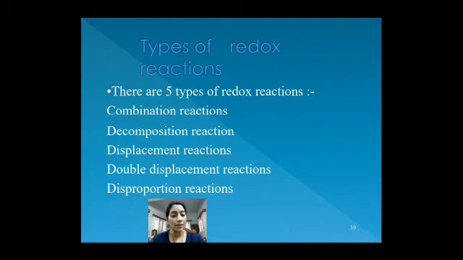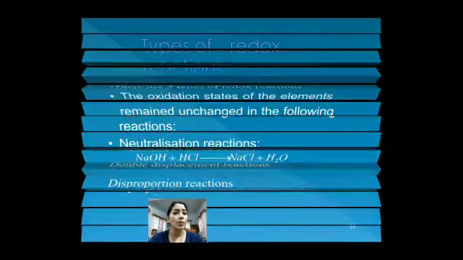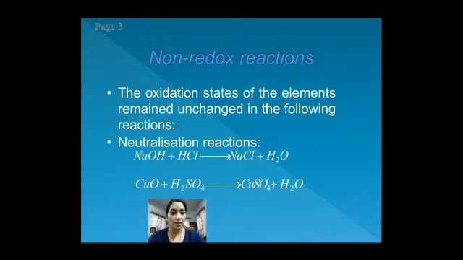Fourth is a double displacement reaction. Double displacement is when two atoms or two elements are displacing each other in a reaction, called the double displacement reaction. Last one is the disproportionation reaction. There is no proportion, that is called the disproportionation reaction.